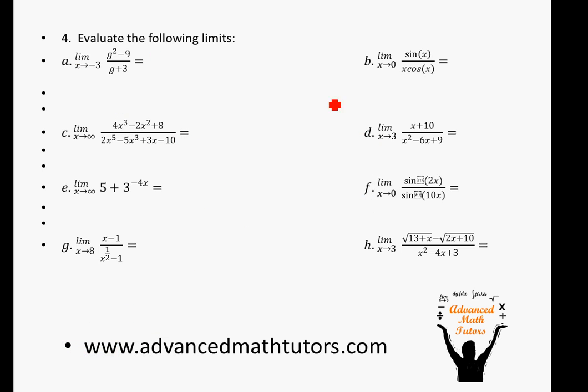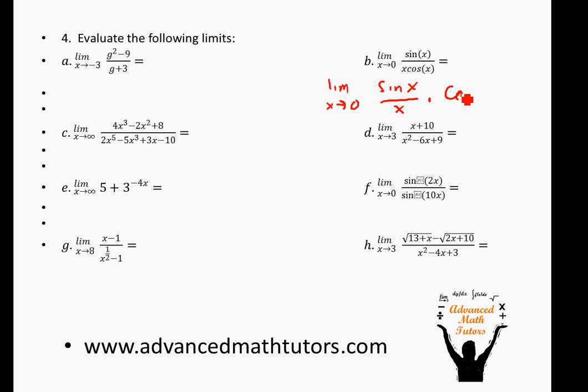Okay. B, it's sine x over x cosine x. When you plug in 0, you get 0 over 0. And when you have a trig limit, all you need to do, if you're getting 0 over 0, is try to cancel things out, or try to get to one of the limits we know. And in this case, that's going to be sine of x over x.